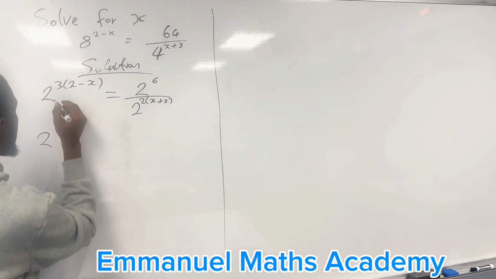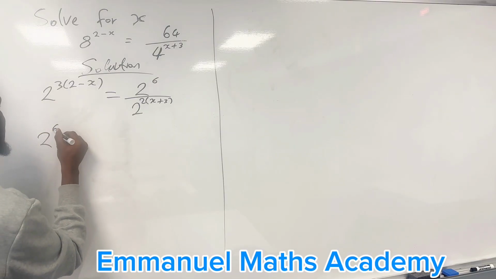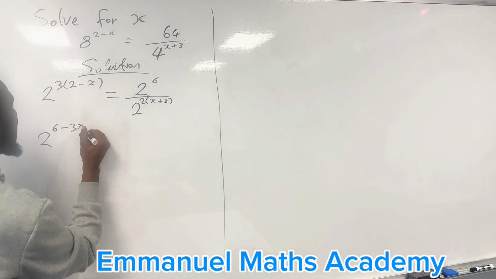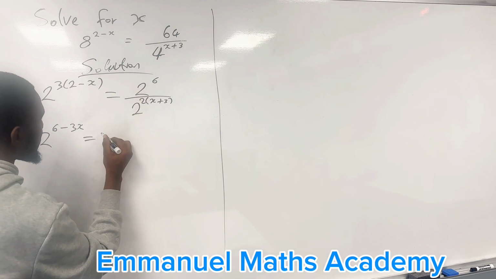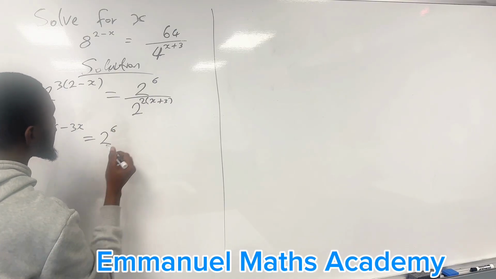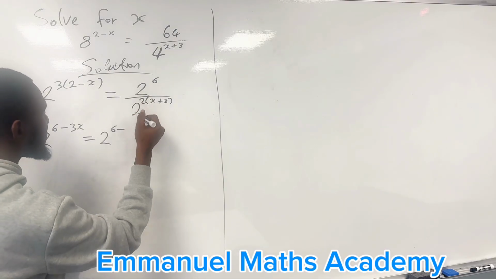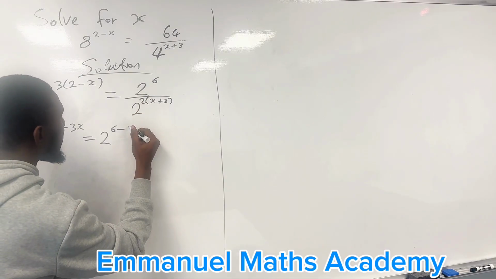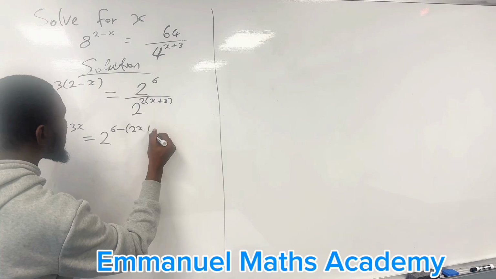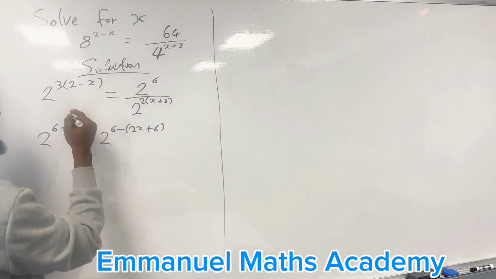2 power. You use 3 to distribute into this parentheses. Here you have 6 minus what? 3x equal to 2 power 6 minus what you have here, minus 2x plus 6, right, from the basic law of indices.